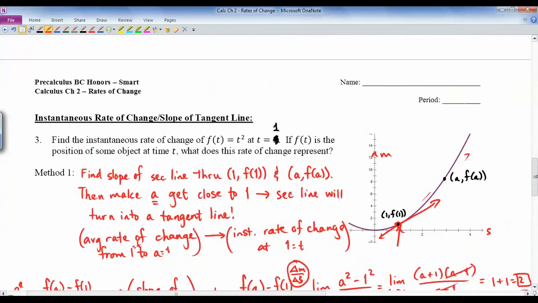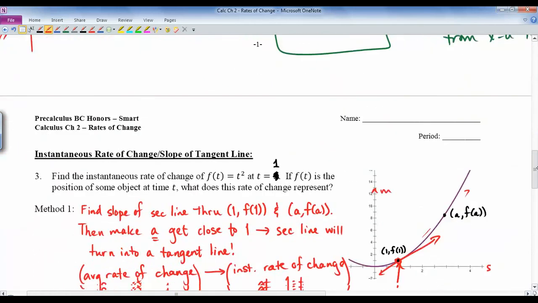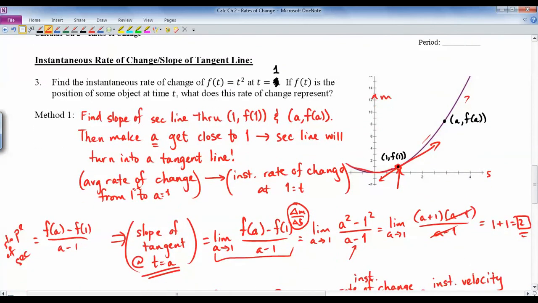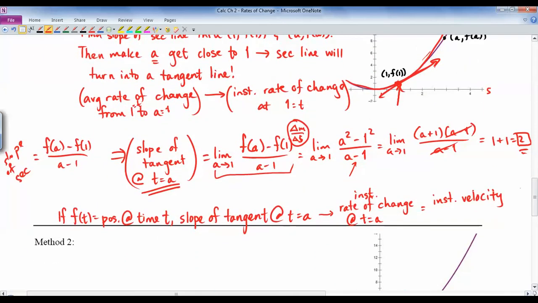Up above, when we did the average, this represents the average velocity from A to B if the function itself is position. Down here, if the function is position, then the tangent line slope is the instant velocity. It's how fast I'm moving when t equals 1.